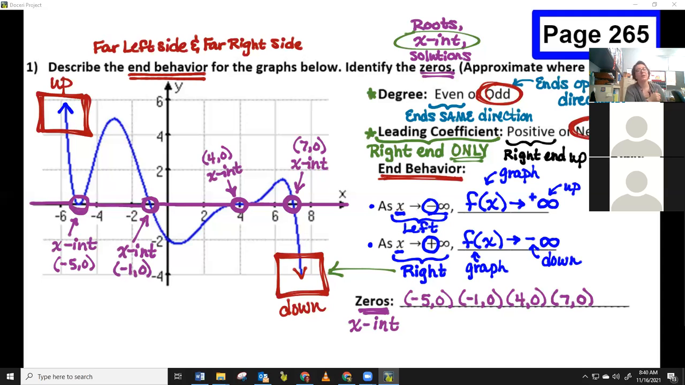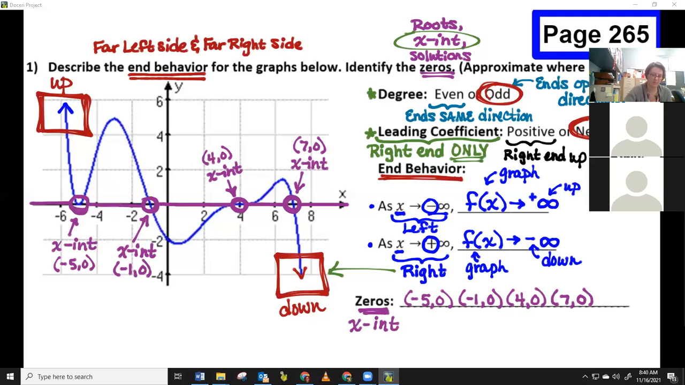Right. We're going to look at another graph. If you have your book, it's still on page 265. It's the one just to the right of this. If you don't have your book, when I change the screen, I want you to take a screenshot of it, grab your phone, snap a picture of it so that you can look at the graph. We're going to answer these exact same questions: degree, leading coefficient, end behavior, and zeros. We're going to do the degree and the leading coefficient first.